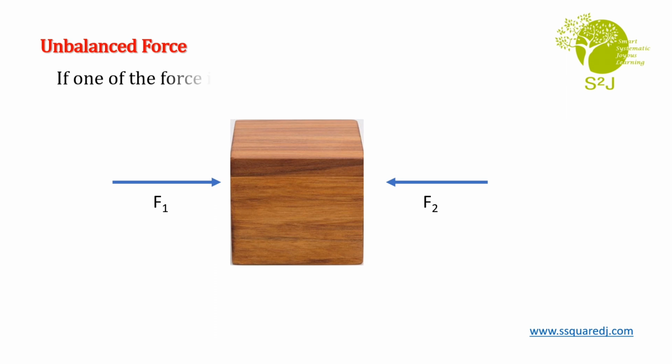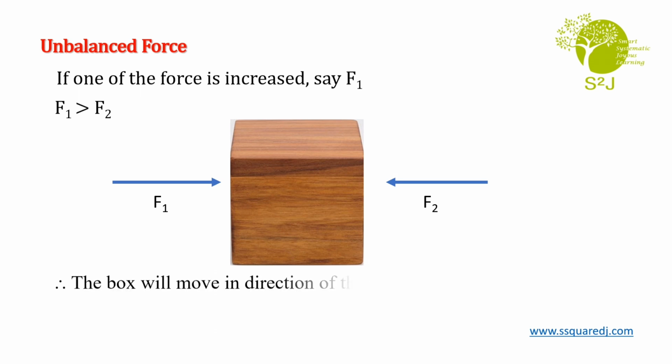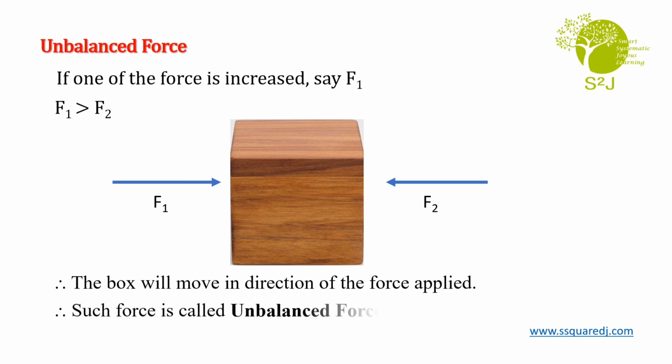Now suppose we increase one of the forces, say F1. Now F1 is greater than F2, so the box will move in the direction in which the force is being applied. And such a force is called unbalanced force, the force by which the object moves.